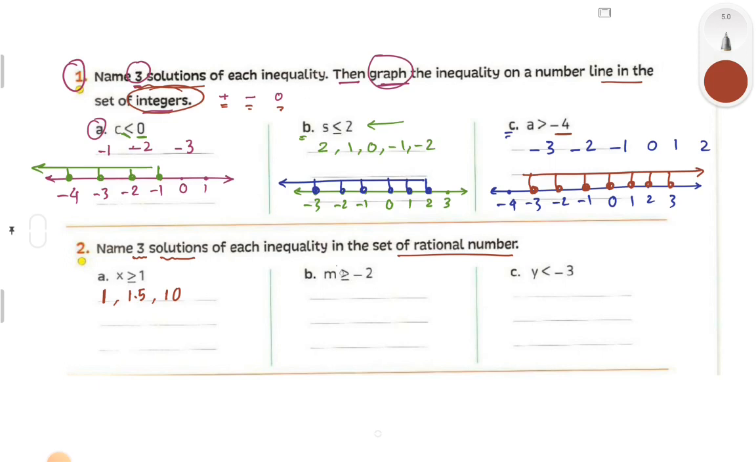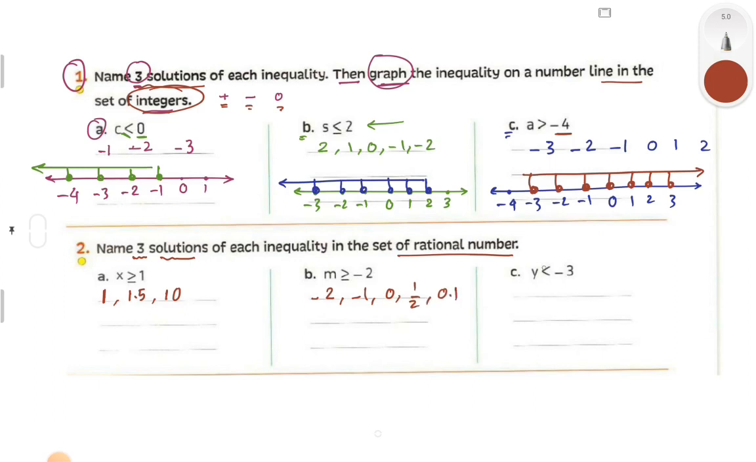Now m greater than or equal to negative 2. What's the number greater than negative 2? Is negative 2 with us or not? Of course it is with us, because we have equal here, so I can start with negative 2. What's the number greater than negative 2? Maybe negative 1 or 0 or half, or 0.1.